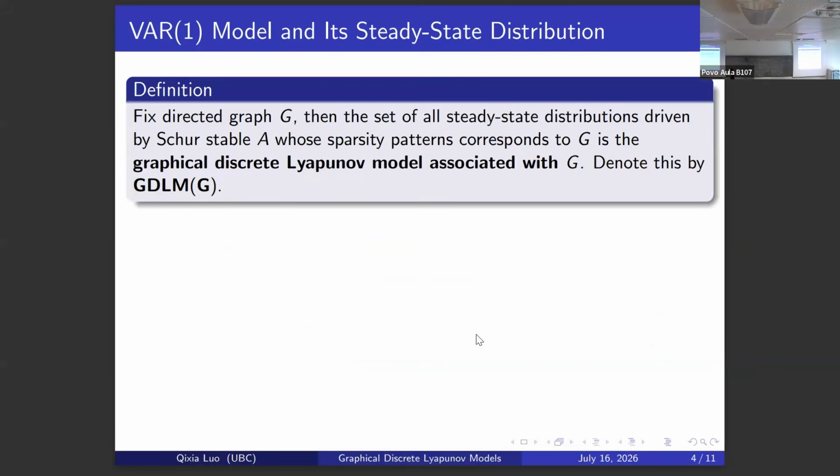So take a directed graph G, and consider all matrices A that are weighted adjacency matrices of the graph G that are also Schur stable. Then think about all of the VAR(1) processes that are driven by these matrices A, and then think about all the steady states that arise from these VAR(1) processes. This collection of discrete probability distributions is called the graphical discrete Lyapunov model associated with G, and for short, we're going to denote this by GDL(G).